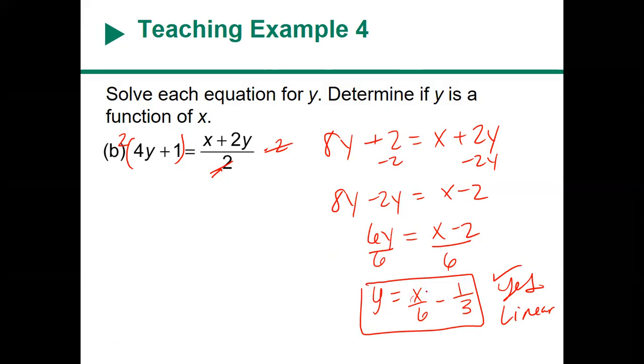The power of the x is a 1. It's in slope-intercept form. My slope, my intercept. Remember y equals mx plus b? Bam.